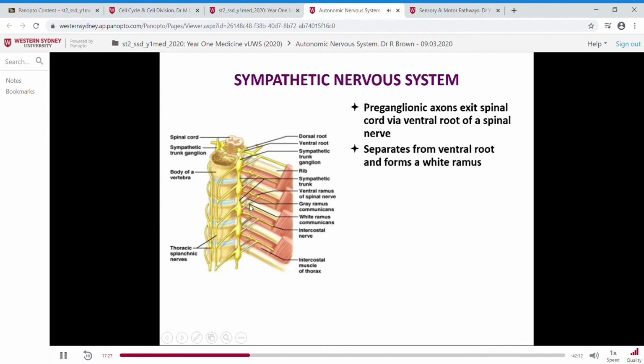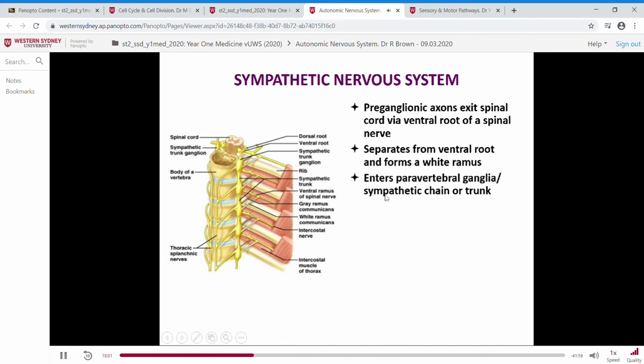So we'll come down here where it's actually highlighted. White ramus, or white ramus communicans, just means it's a communicating branch, okay? It's just a short connection between a spinal nerve and the sympathetic chain, which you see here. So there's your spinal cord, here's the vertebra, and here's the sympathetic chain. So the nerves will come out and they'll come through into one of these white rami communicantes.